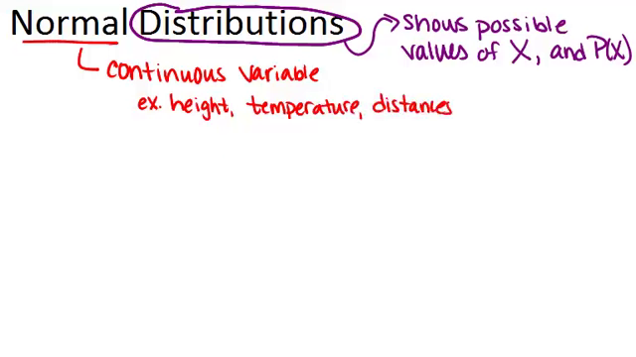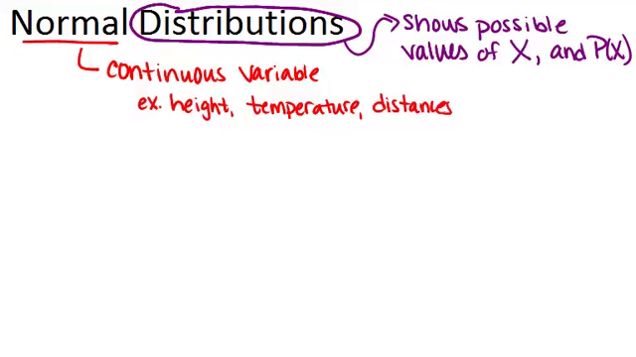That's because, for example, with temperature, there are an infinite number of possible temperatures. Even between just 80 degrees and 82 degrees, there are an infinite number of numbers in between those if you're thinking about all the decimals. So those are continuous variables.